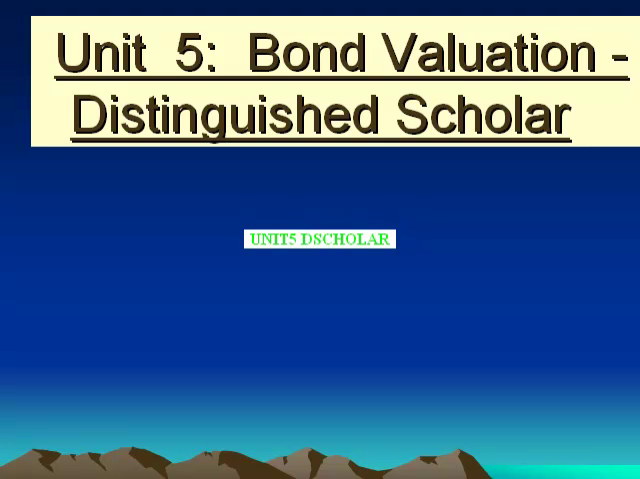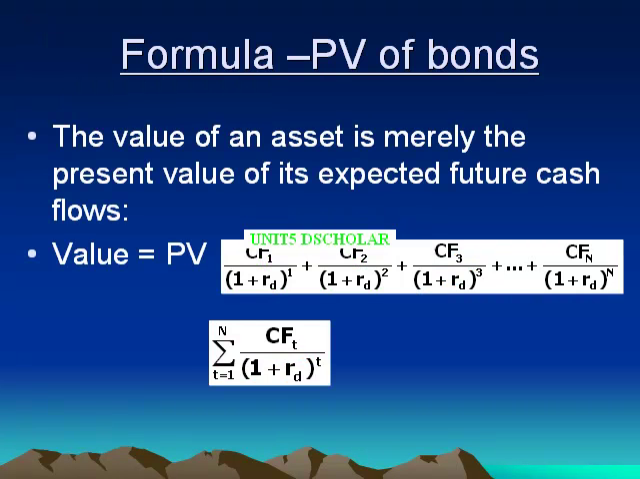So let's review the Distinguished Scholar assignment for Unit 5. We are talking about the present value of the bond. How do we determine the present value of a bond? The value of any asset is simply the present value of the future cash flows that you are going to receive. So if there is a $1,000 bond that pays $50 in interest for 10 years, every year you receive $50. Simple logic: the $50 you receive now is worth more than the $50 that you're going to receive at the end of the 10th year.